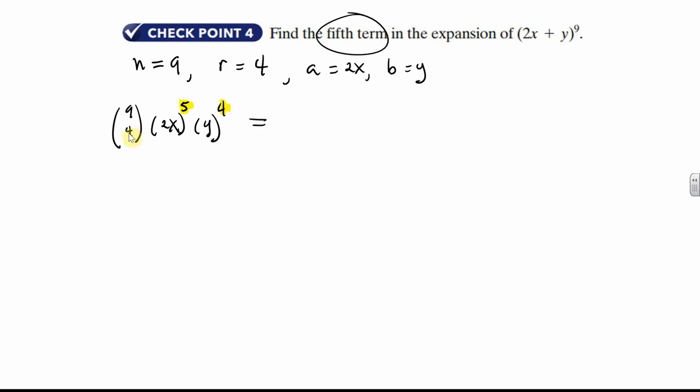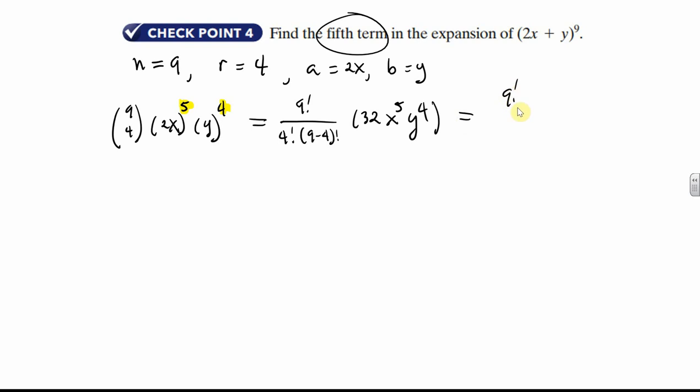Alright. So the factorial, so this is 9 factorial all over 4 factorial times 9 minus 4 factorial. And then this is 2 to the 5th times x to the 5th. So this is 32 times x to the 5th times y to the 4th. So now we just have to simplify this 9 factorial over 4 factorial times 9 minus 4 factorial.